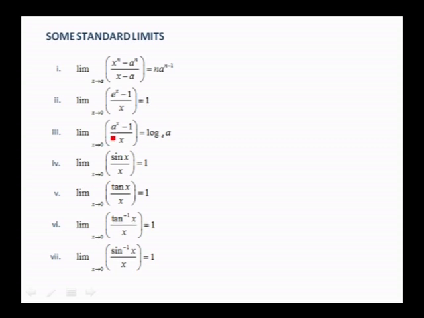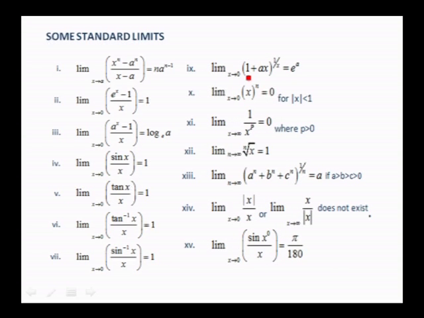Similarly, the other, (a to the power of x minus 1) over x as x tends to 0 is log a. sin x by x as x tends to 0 is 1, limit of tan x by x as x tends to 0 is 1, limit of tan inverse x by x as x tends to 0 is 1, sin inverse x by x as x tends to 0 is 1. (1 plus ax) whole to the power of 1 by x as x tends to 0 is e to the power of a. Limit of x to the power of n as x tends to 0 is equal to 0.